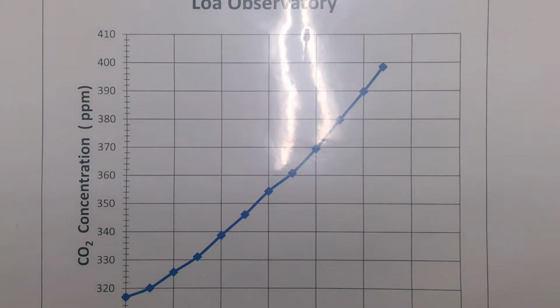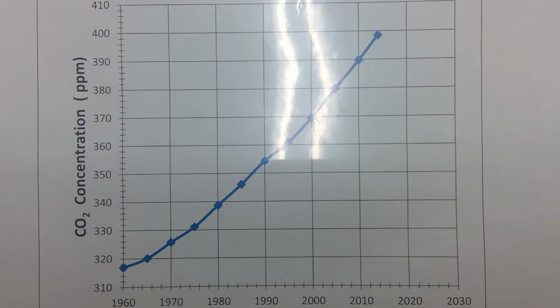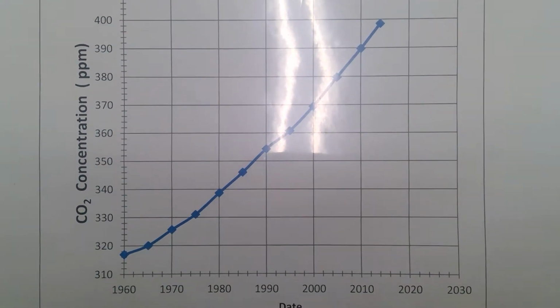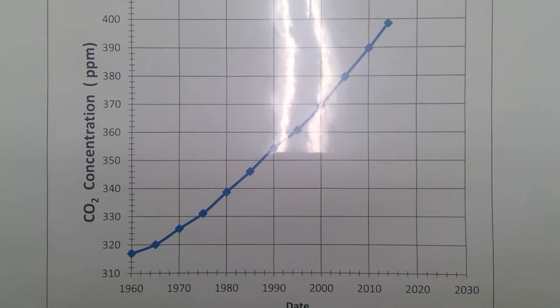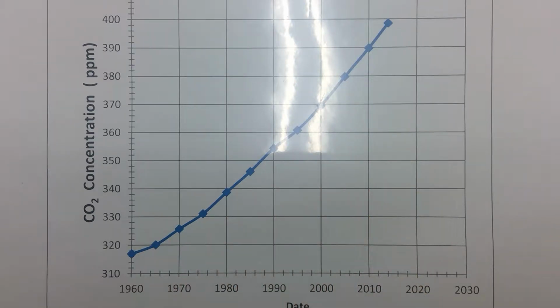Now, one of the graphs you're going to draw should have a shape that looks something like this. This is starting from 1960 and going through 2014. It's showing you the average amount of CO2, and obviously there's been an overall increase in the amount of CO2 that has been accumulating in our atmosphere. Something is occurring that's adding carbon dioxide into our atmosphere.